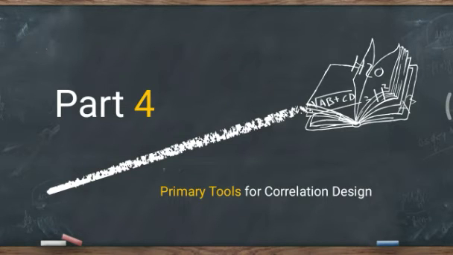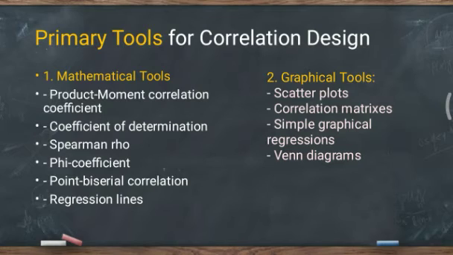Next, part 4 about primary tools for correlational design. The first one is mathematical tools. Mathematical tools consist of product moment correlation coefficient and coefficient of determination, and the third Spearman rho, and next phi coefficient, and then point biserial correlation, and the last regression lines. While graphical tools consist of scatter plots and correlation matrix, and then simple graphical regression, and the last Venn diagrams.